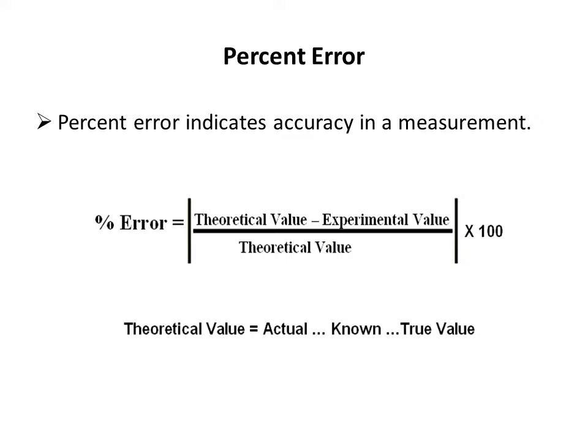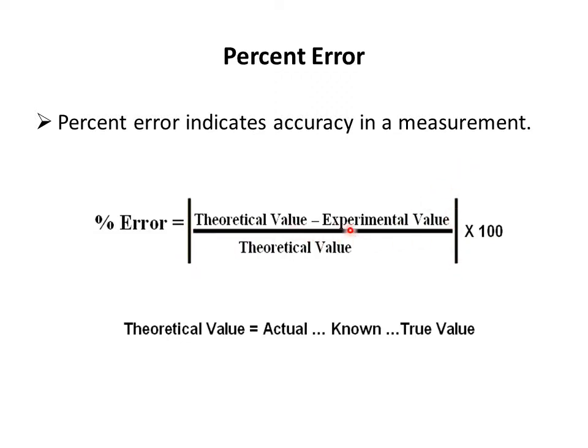So how do we measure accuracy? Well, we use percent error as a means of doing that, and percent error indicates the accuracy in a measurement. Percent error is equal to the absolute value of the theoretical value minus the experimental value, divided by the theoretical value, times 100. Notice I said absolute value.